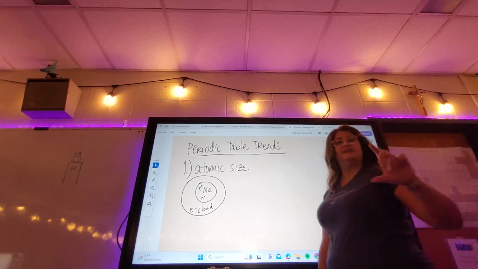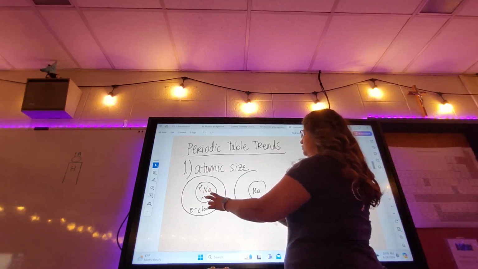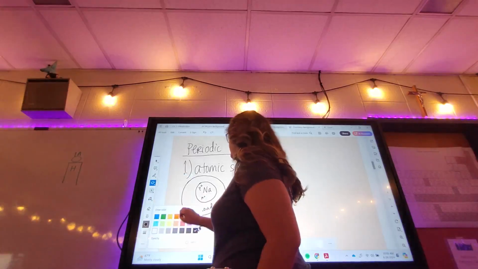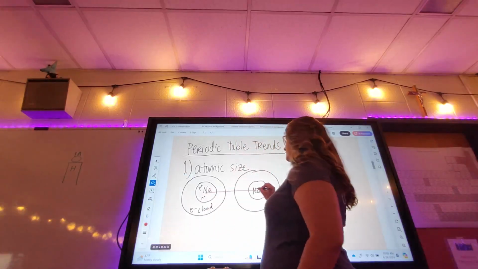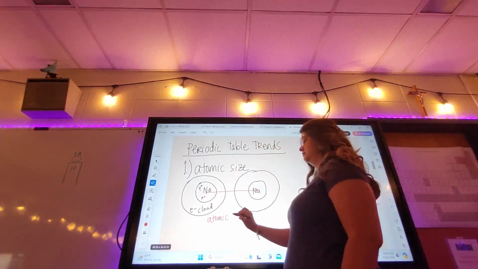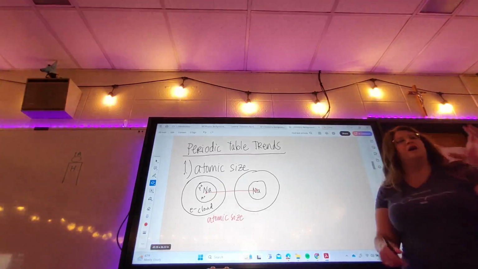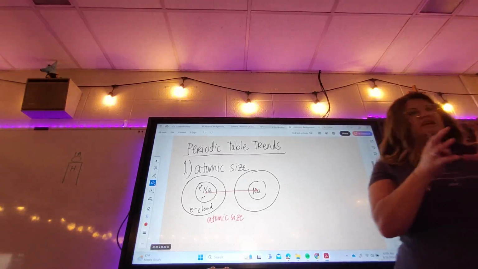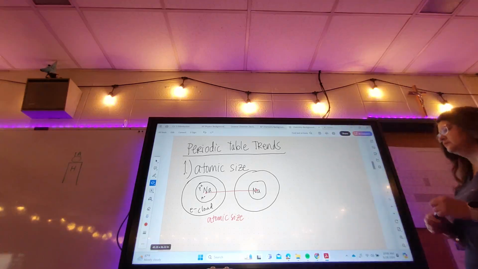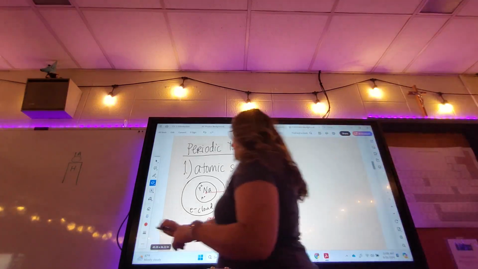So the way that we define atomic size is if you have one atom of an element next to another atom of the element, how far is this distance between them? And so we think about the size of one atom, but the way that we measure it is the distance between 2 atoms. I know that's a little bit confusing. Okay, so I'm going to do the easy thing first, and then I'll make it more complicated.